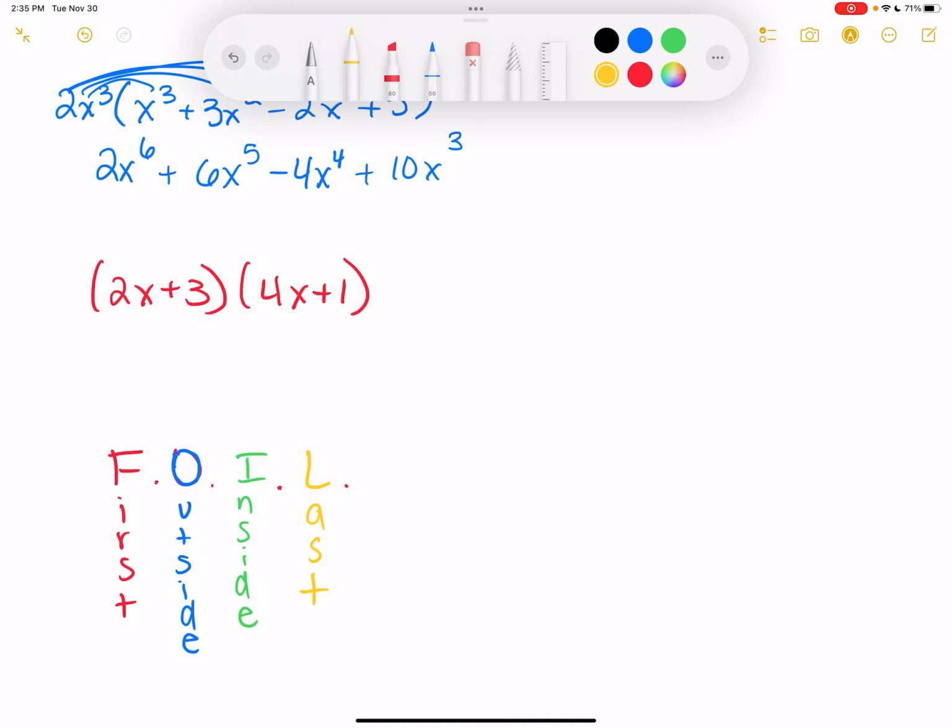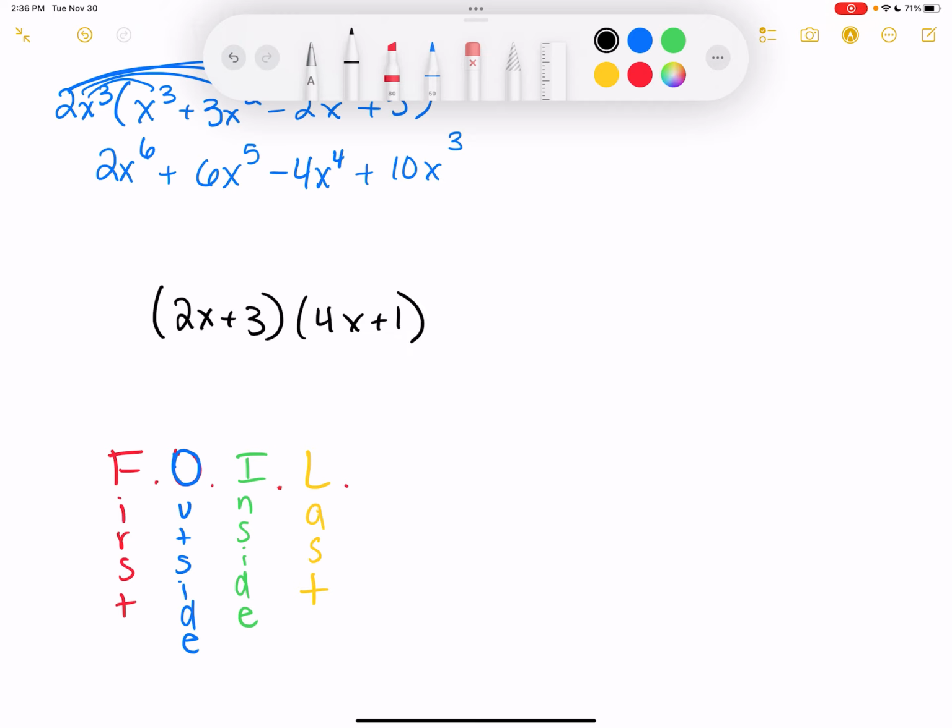So you might be sitting there thinking, what in the world is she talking about? First, outside, inside, last. I'm going to change this problem and put it in black so that it'll be easier to see. So 2x plus 3 times 4x plus 1. First means I'm going to multiply the first terms in each one together. So it's going to be 2x times 4x. Then that's going to be 8x squared.